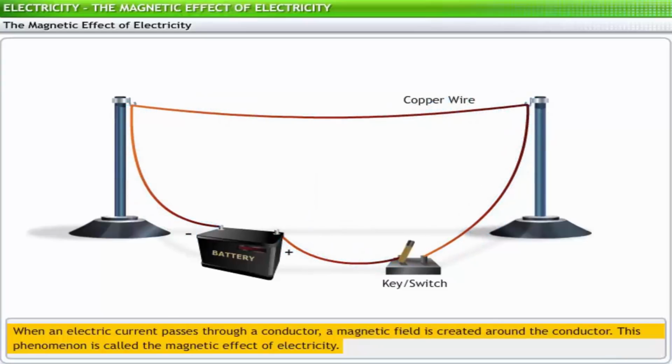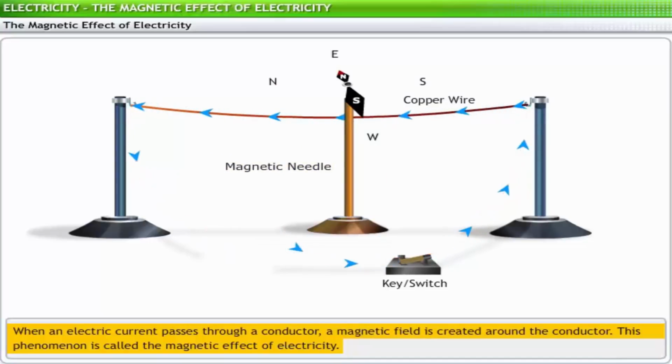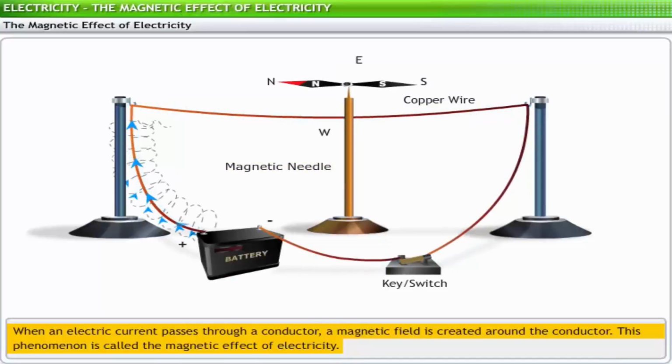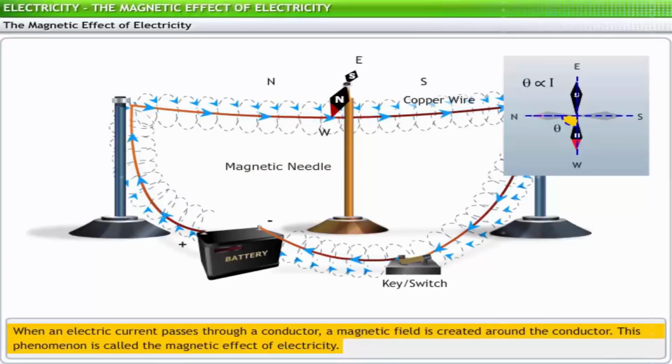Let's analyze this magnetic effect further. You will observe that if you place the compass above the wire and allow current to pass from the south to the north, the compass needle deflects to the east. If you reverse the direction of the current in the wire, the direction of the deflection of the magnetic needle is reversed. The angle of deflection is directly proportional to the strength of the current through the wire.